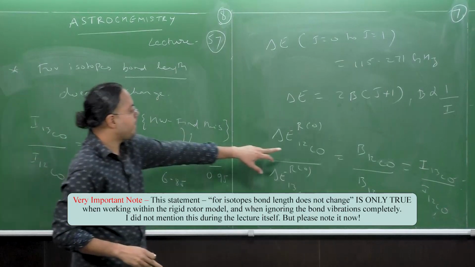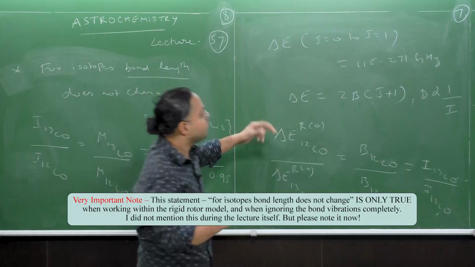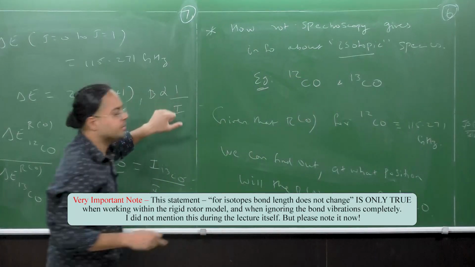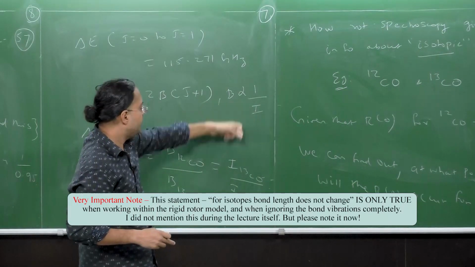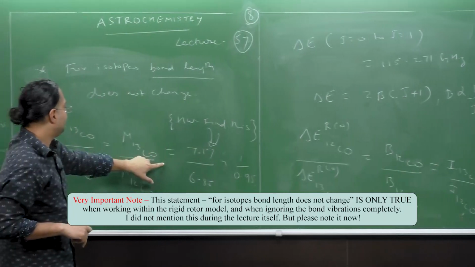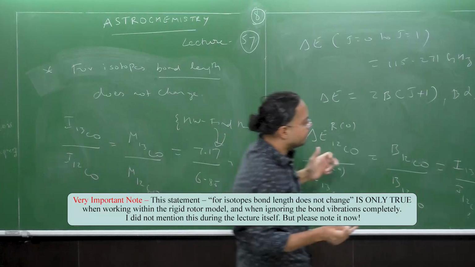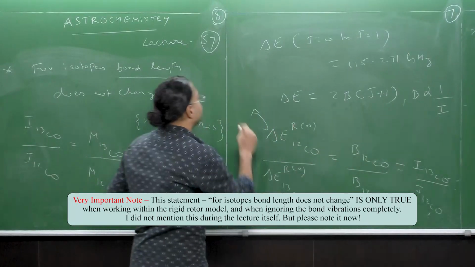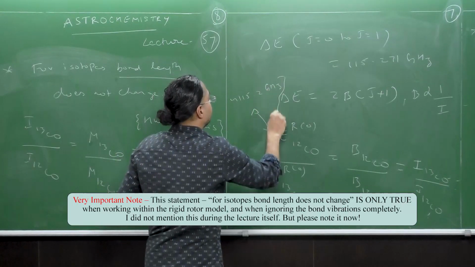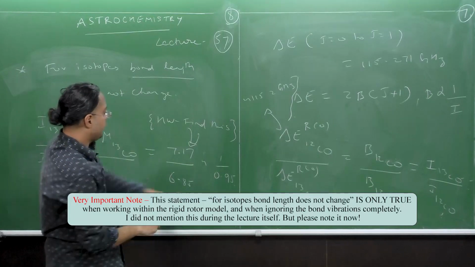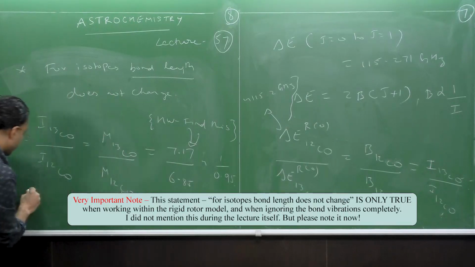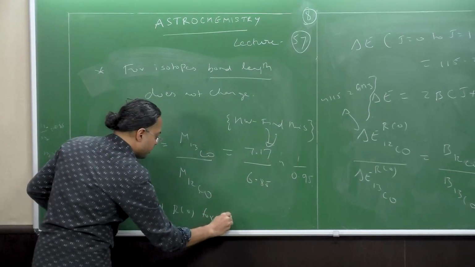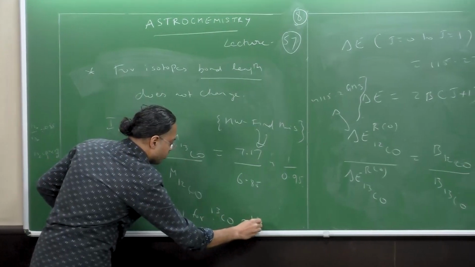If you compare this expression, we have already been given that for 12 carbon monoxide this is the frequency at which this happens. Because the rotational constant B is inversely proportional to the moment of inertia, and between isotopes the bond length does not change, I have an expression for the ratios. Given this value of approximately 115.2 gigahertz, you can always compute this based on this relationship. I'll leave that as homework: find R naught for 13 carbon monoxide also. Straightforward.